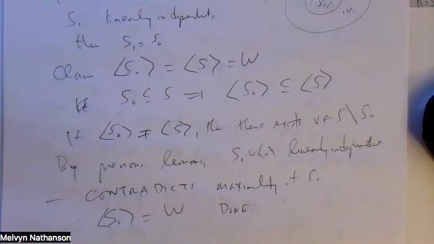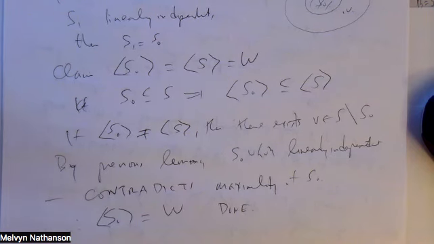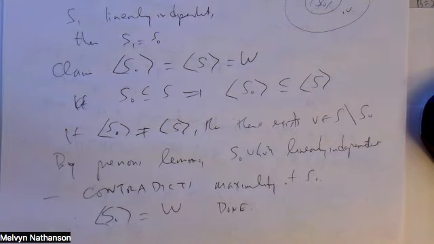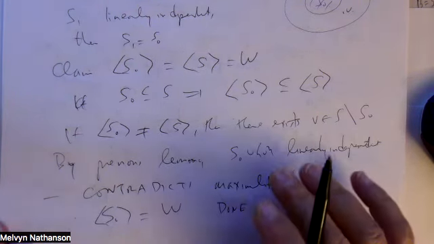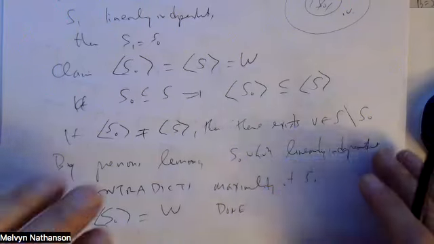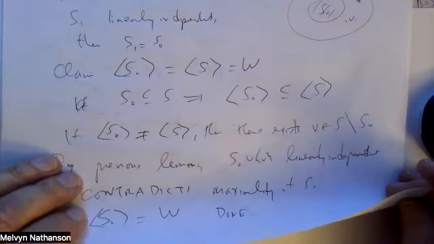So if you have any set of vectors, it generates a subspace, and it always contains a subset that's a basis. It generates the subspace and, in addition, is linearly independent.